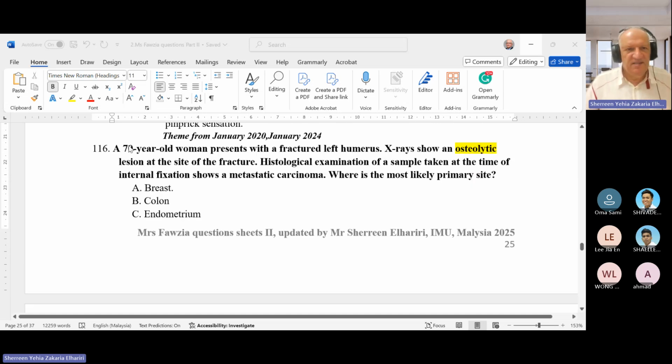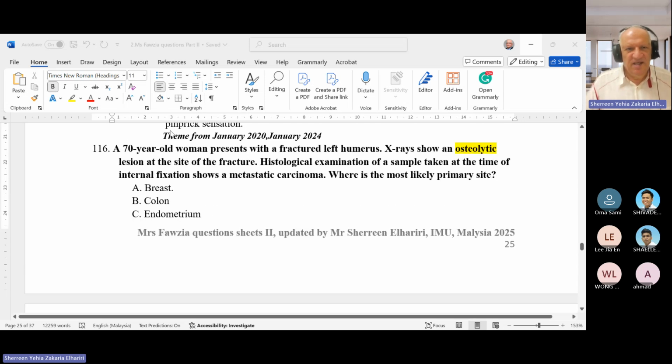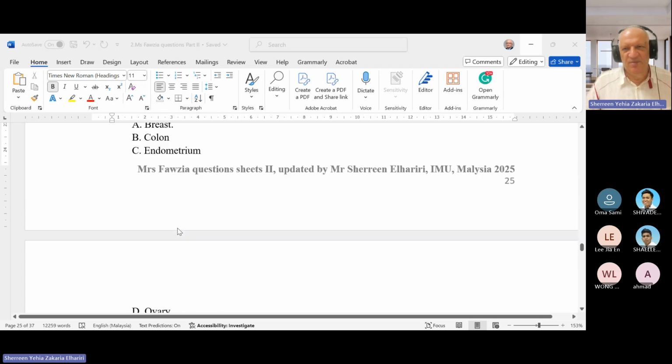Okay. 70 years old woman presented with fracture left femur, X-ray shows osteolytic lesion. Of course, again, if you have osteolytic lesion, it is with secondaries, and whatever the cancer, histological examination of sample taken at time of internal fixation shows metastatic carcinoma. Of course, we know that all cancer is osteolytic except one cancer, which is cancer prostate, which is osteogenic. Here he mentioned breast, colon, endometrium, ovary, stomach.